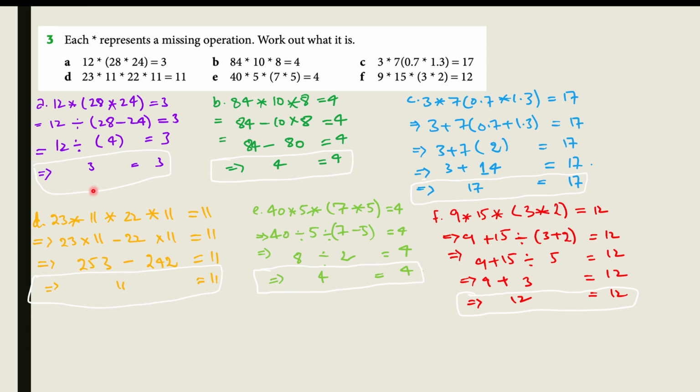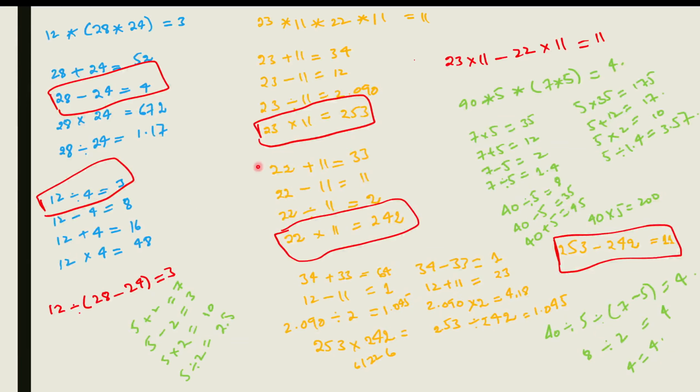The second one, as you can see, is 23 star 11 star 22 star 11, and on the right hand side we have 11. Here we have to get 11 on the left hand side as well, just as we have it on the right hand side. Since we do not have any brackets, we take the first two numbers from the left hand side.